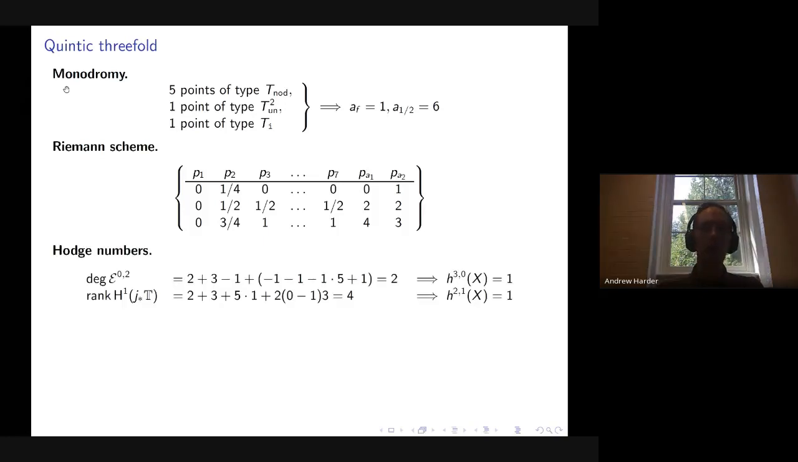If you apply this formula to the case of the quintic threefold, you can get this very nice result: you deduce that the Hodge numbers are 1, 1, 1, 1. Classically, this is known to be the Hodge numbers on H3 of the quintic threefold. So you can recover this just from the internal Picard-Fuchs equation.